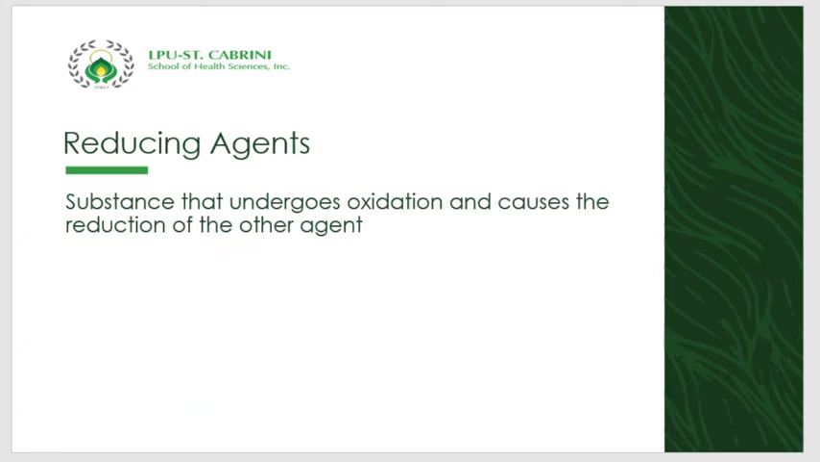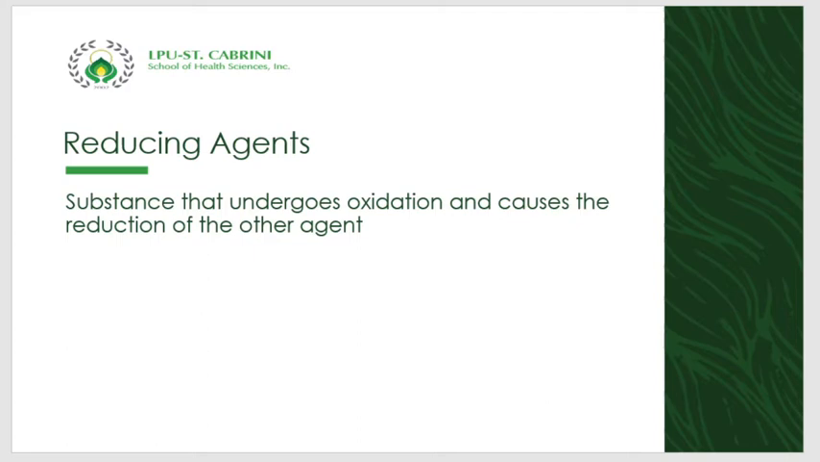Now, reducing agents. A reducing agent is a substance that undergoes oxidation and causes the reduction of the other agent. Example of that are your active metals, such as sodium, magnesium, aluminum, and zinc. These active metals are called your electropositive elements or compounds.